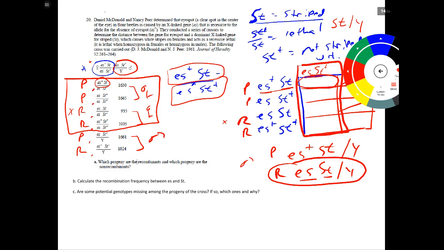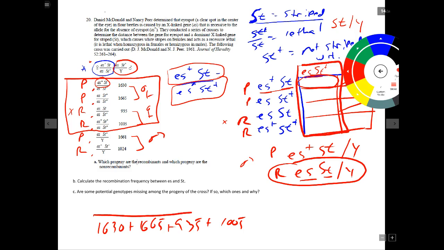And so we just add them all up, just these guys. So we would add 1630, 1665, 935, 1005. That's the total. The recombinants are 935, 1005. And so we just add all that stuff up. So 935 plus 1005 is 1940.